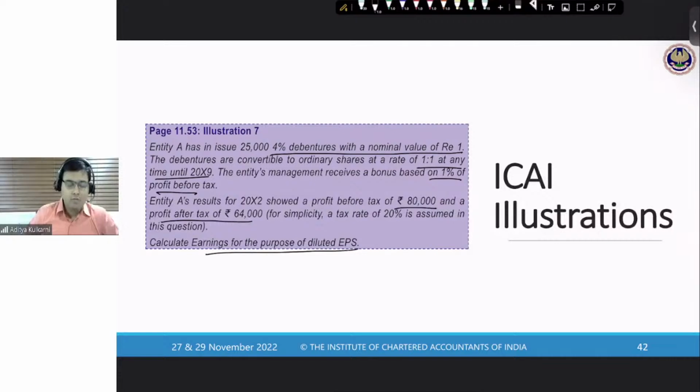We only have to find the numerator. It's not asking for EPS. It's just calling for the numerator. Okay, so just read this, try to work it out. It should not take much time. Don't look at the answers from the study mat. I want you guys to work it out. Just be back in a minute.